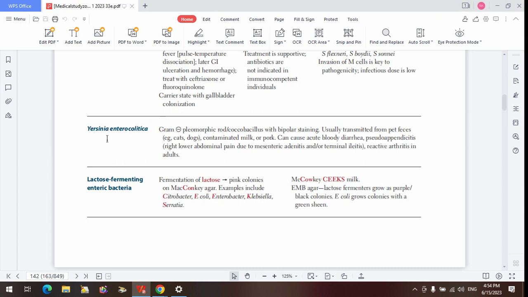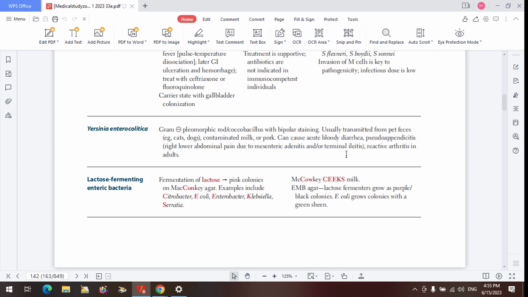But one thing that is peculiar to Yersinia is that once it is ingested, it travels to the small intestine and colonizes the lymph nodes, causing mesenteric adenitis as well as terminal ileitis. It causes inflammation of the terminal ileum, as well as inflammation of the lymph nodes draining the intestine. Because of that, they cause right lower quadrant pain. The terminal ileum continues into the cecum, and the cecum is located on the right lower side of the abdomen. So they can cause pain very similar to appendicitis. That's why they call it pseudoappendicitis.